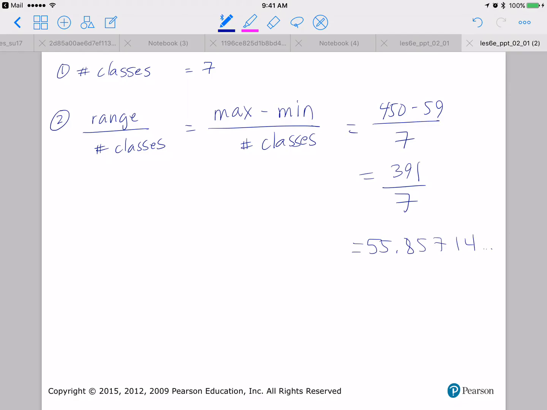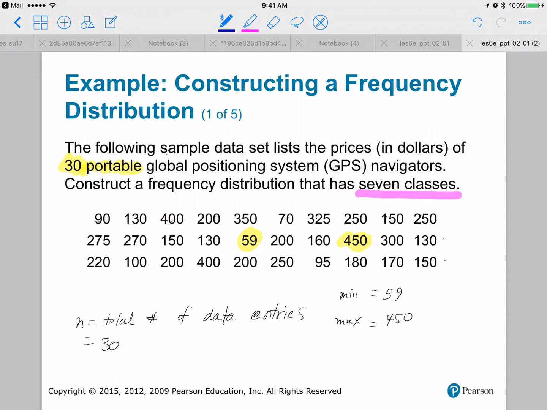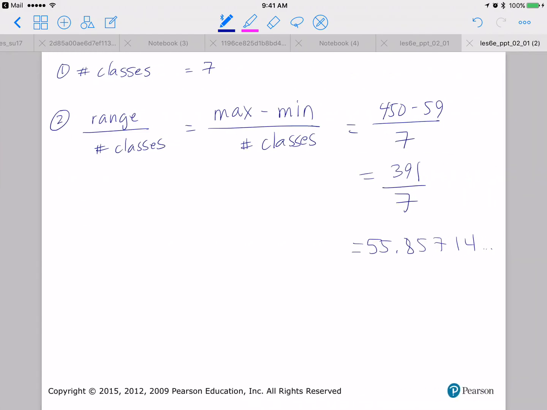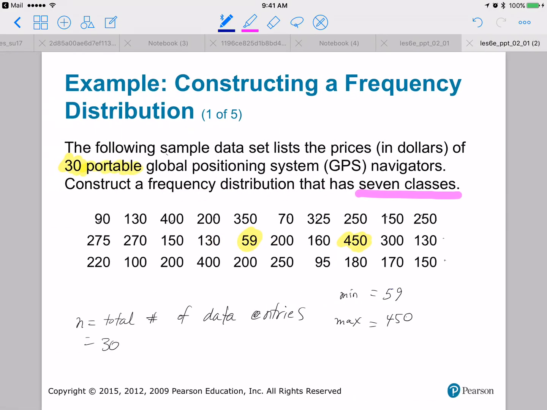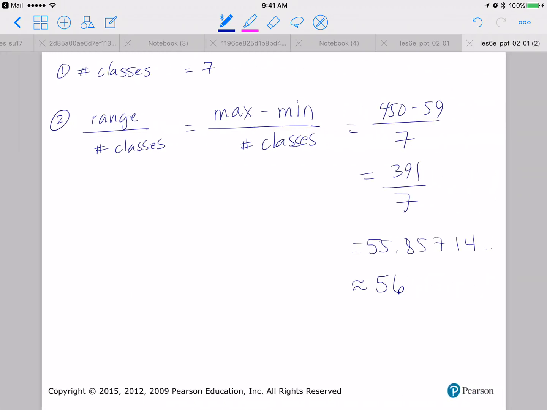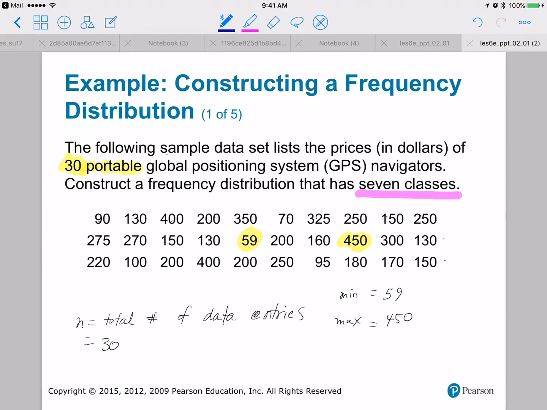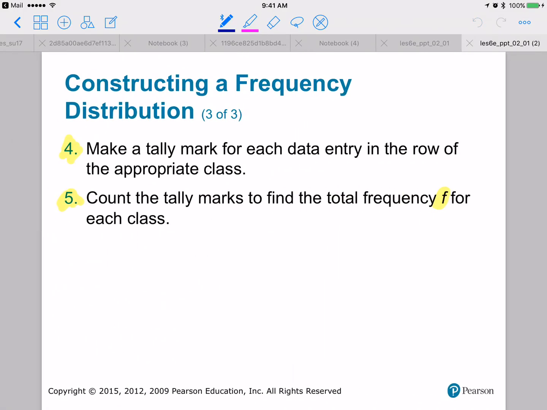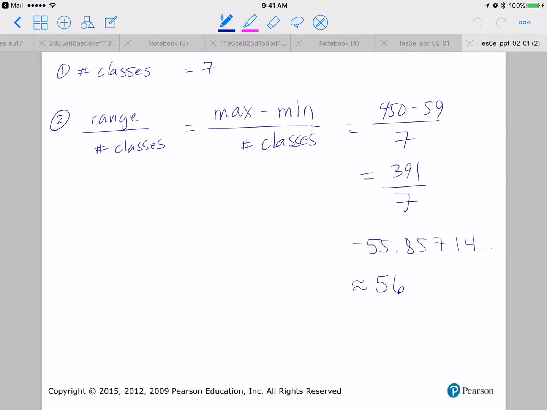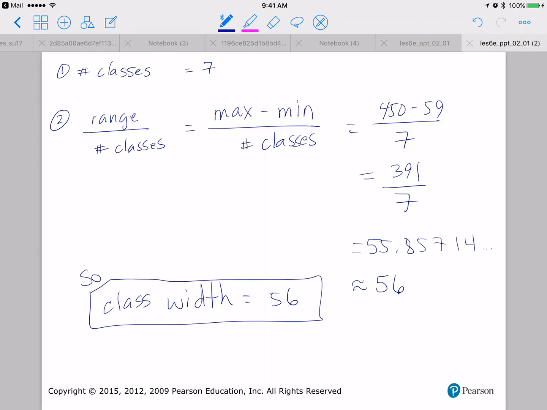55.85714... And because our data set is a bunch of whole numbers, we're going to round this to just 56. So we're going to round this to a whole number because our data set consists of entry points that are whole numbers. If we had a data set with decimals like 0.1, 0.2, 0.03, 0.7, 0.6, then we would probably round this number to a decimal. But for our case, it's appropriate to have as our class width 56.